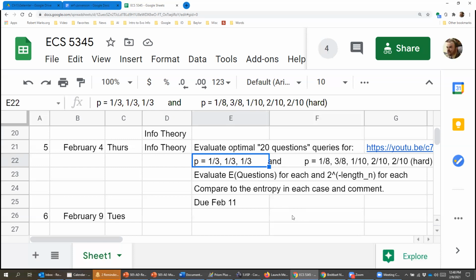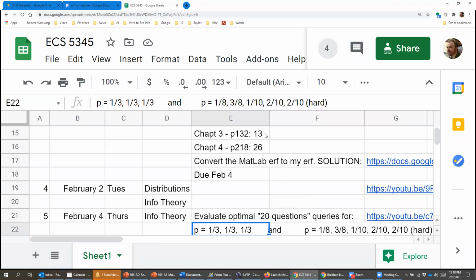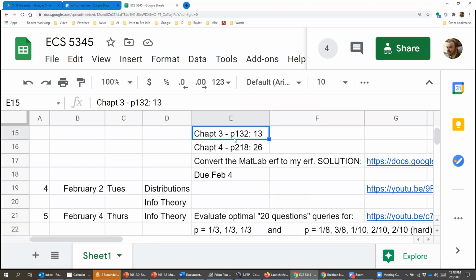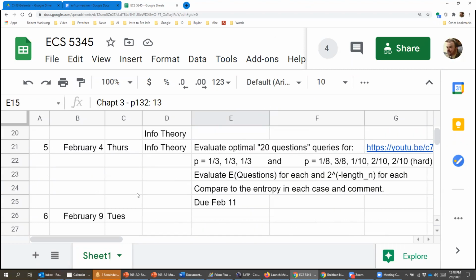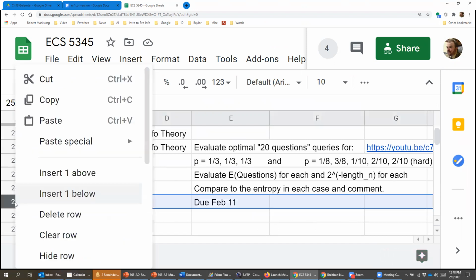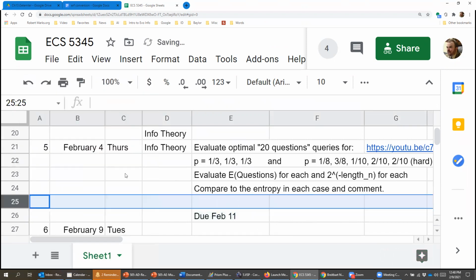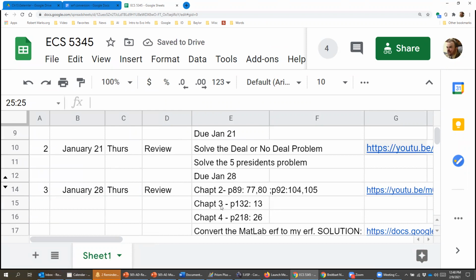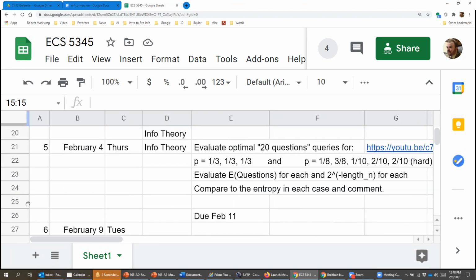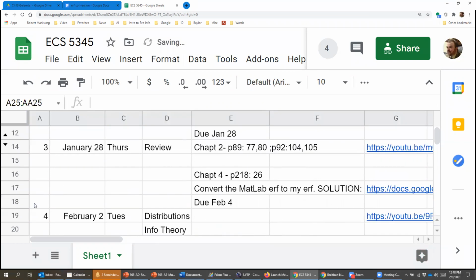Okay. So that's an interesting property of this, and also add to this result. So let me actually add this in right here. Insert one above, and then I'm going to, it's this one, right? And go down and paste it. Okay.